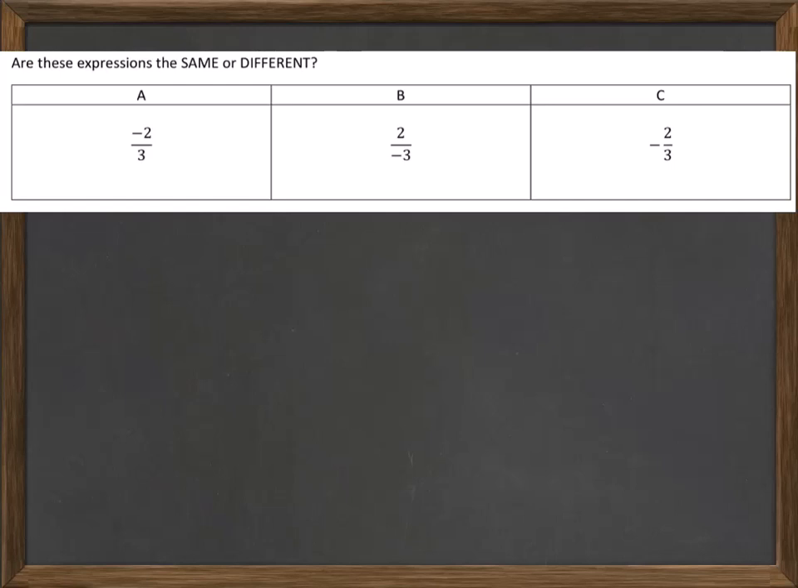So we have negative 2 divided by 3 in part A. In B, we have 2 divided by negative 3. And in C, we would read that as negative 2/3. So I want you to take a minute, pause this video and say, are these fractions the same? In other words, are they equivalent fractions or are they different? So pause the video, make a prediction, and then unpause it to see if you are correct.